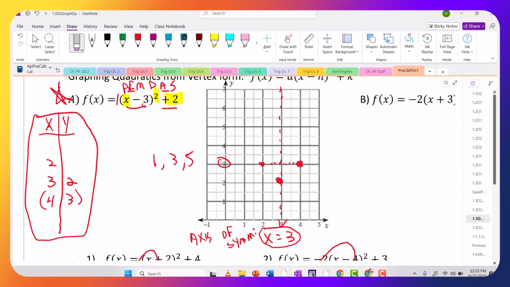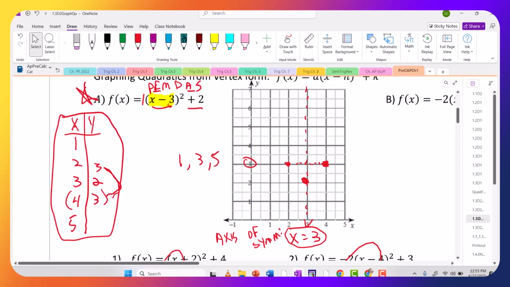Play along. What's 2 minus 3? -1. But what's a negative 1 squared? 1. And then what's 1 plus 2 again? 3. There's that symmetry. Got it? Okay, and then 5. I think 5 is a little easier because it's positive. What's 5 minus 3? 2. What's 2 squared? 4. What's 4 plus 2?